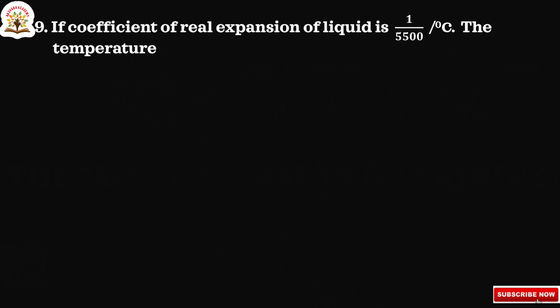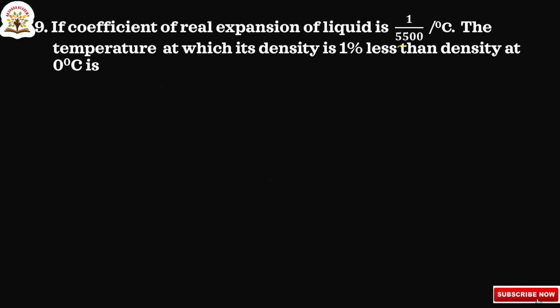If the coefficient of real expansion of a liquid is 1 by 5500 per degree centigrade, find the temperature at which its density is 1% less than its density at 0 degree centigrade. At what temperature it is less than at 0 degree centigrade, we have to calculate. Let us go to the solution.